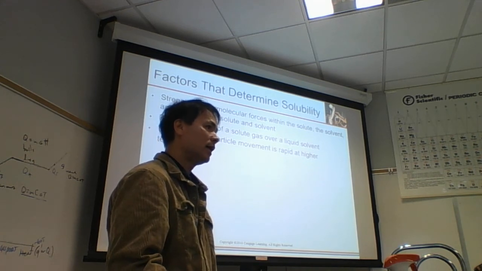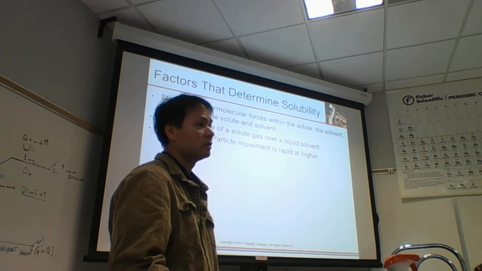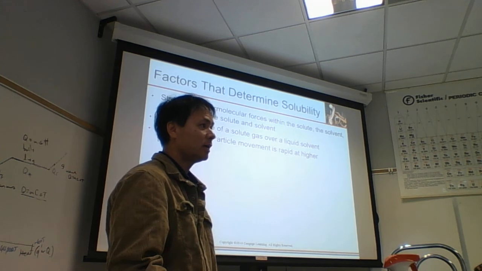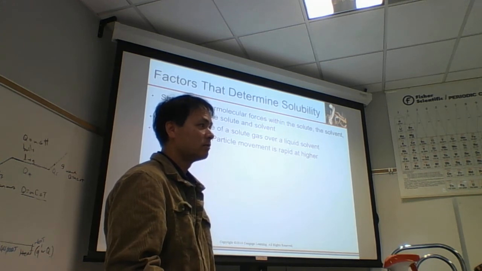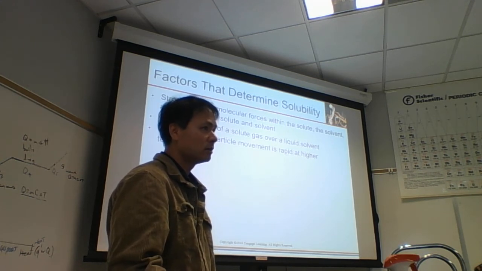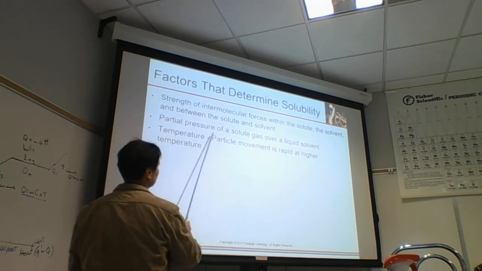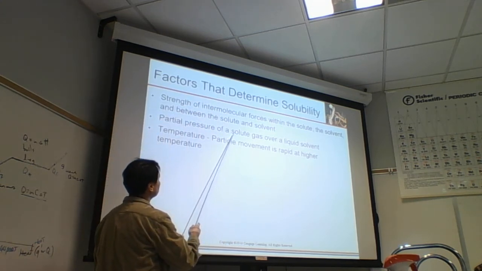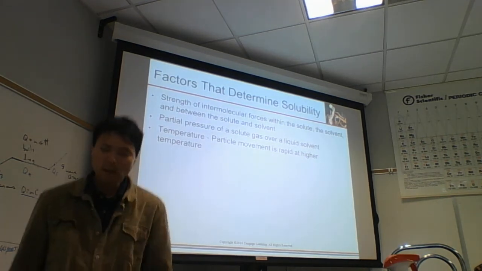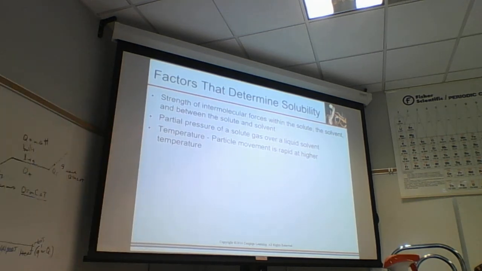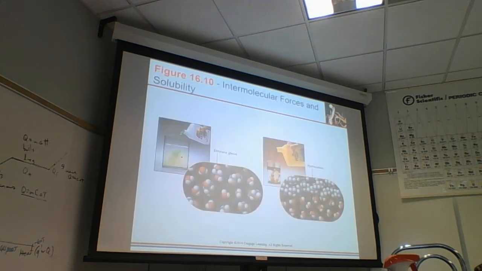So if you have a lake, you know, and you have oxygen dissolved in the lake for the fishes, if the temperature of the lake increases, is there more oxygen or less oxygen? Less oxygen. So solubility of gases decreases with increasing temperature. But there's also something called pressure that affects it too.